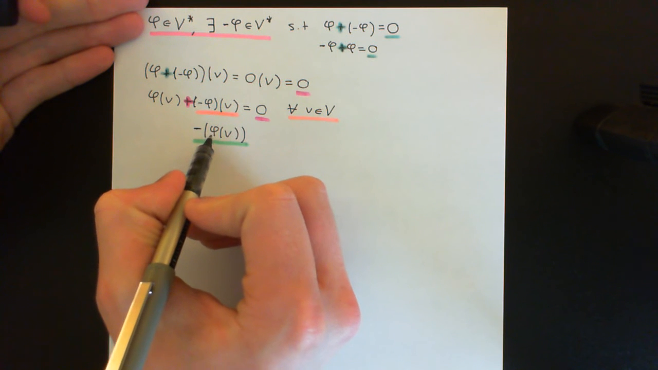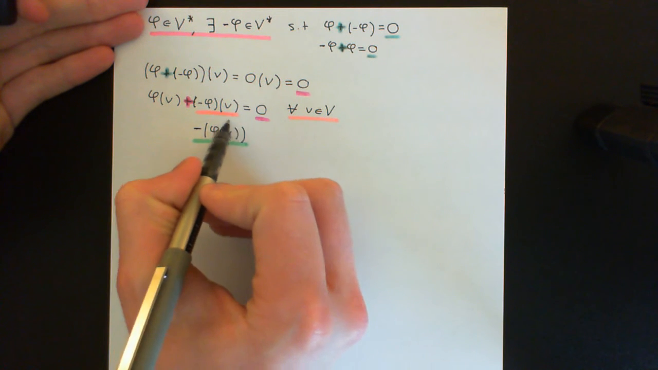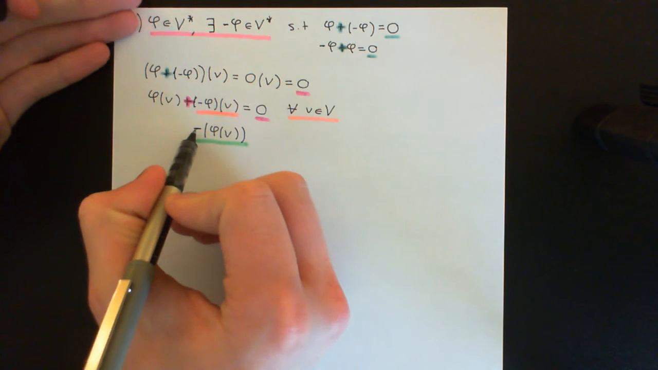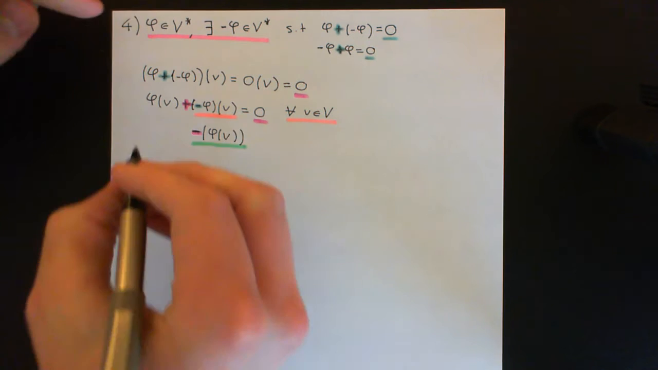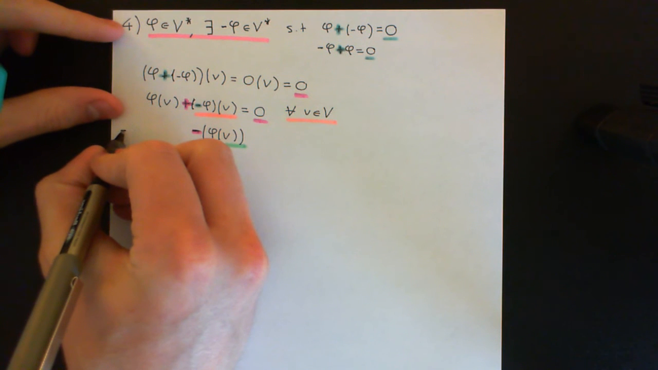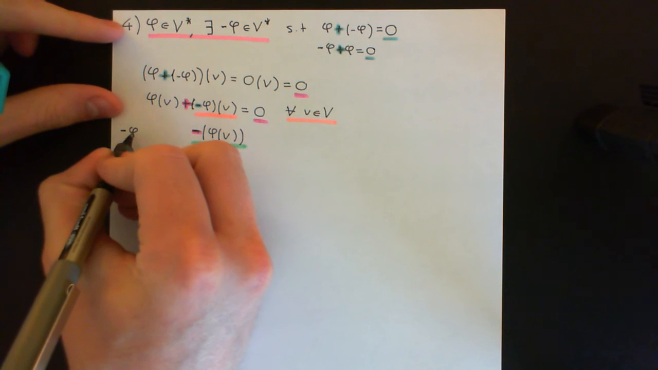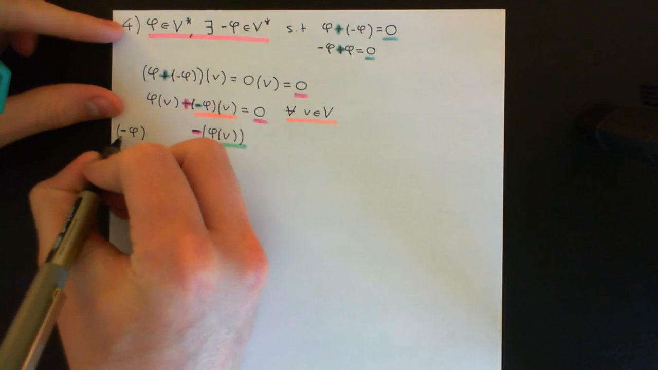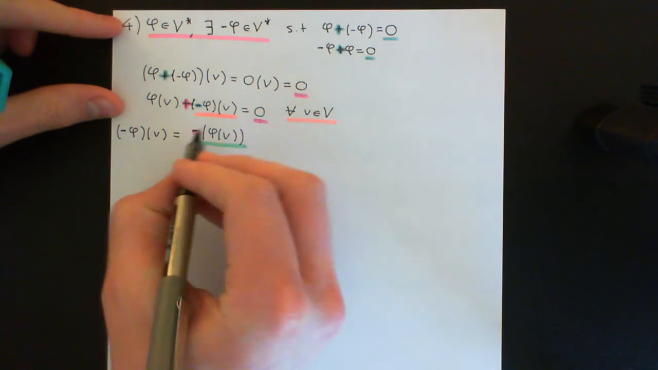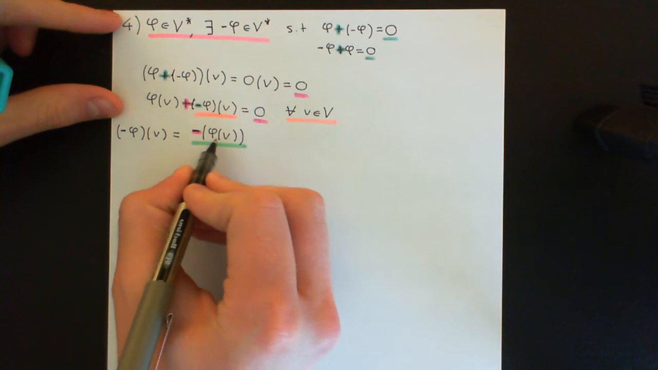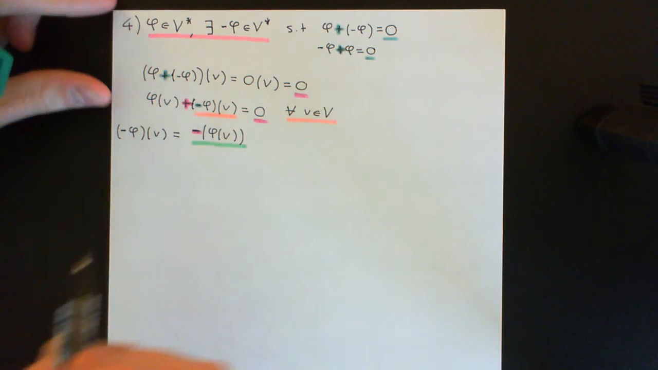This means the mapping phi acting on V, and then that will be some element of the field. Take the additive inverse in the field. So if you like, this is the additive inverse in the field, whereas this is the additive inverse in the dual vector space. So we want it to be true that the additive inverse of phi in the dual vector space is going to map all elements of the vector space capital V onto the additive inverse of what phi maps them onto in the field.